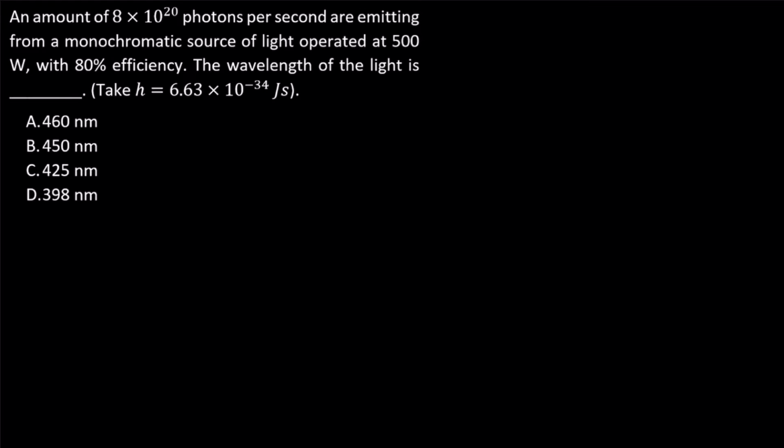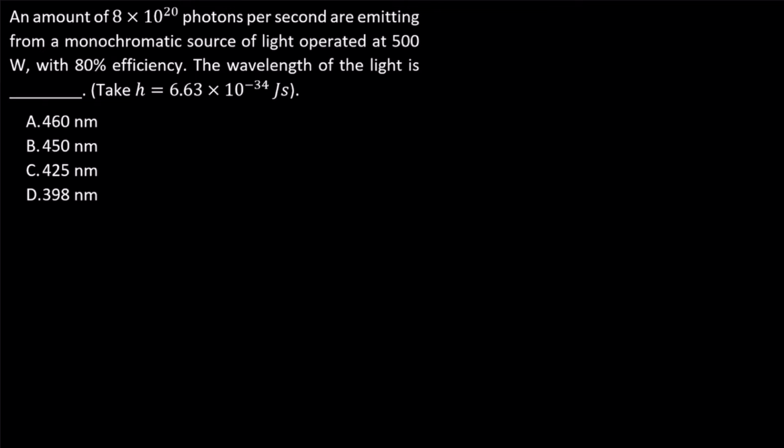A monochromatic source of light is operated at 500 watts with 80% efficiency. The number of photons emitted per second are 8 into 10 to the power 20. We are asked to find the wavelength of this light.